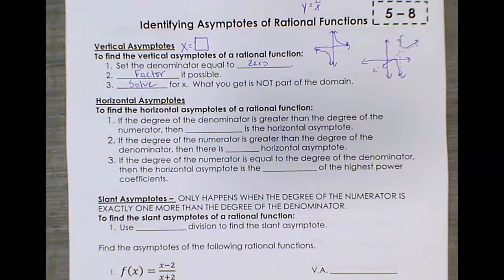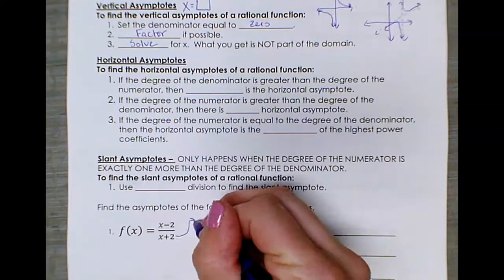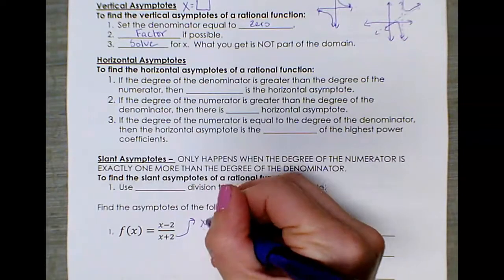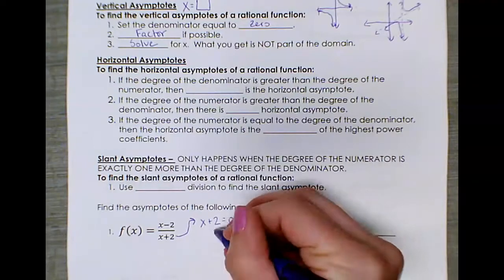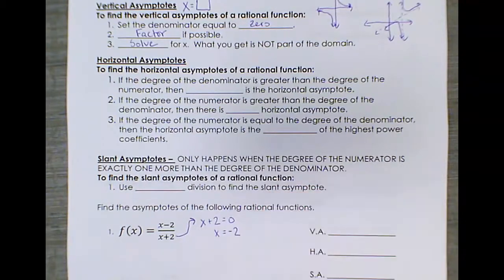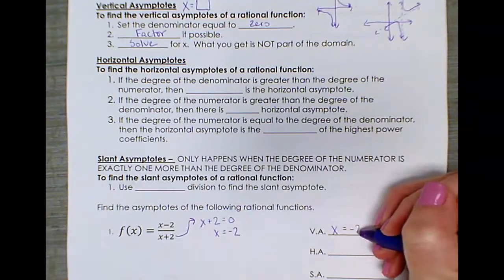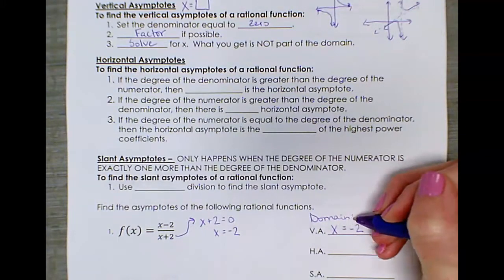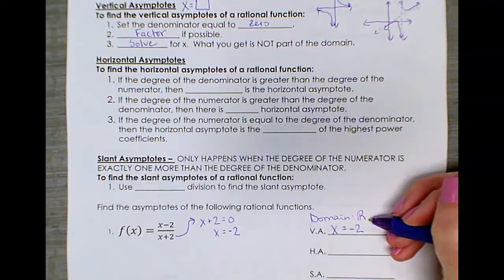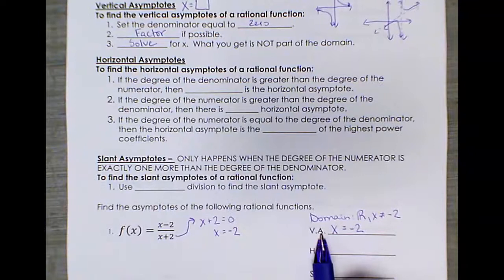So I'm going to go down to number 1, and I'm going to look for the denominator, which is x plus 2. It does not need to be factored. I'm going to set it equal to 0. I'm going to solve by subtracting 2 from both sides, and x equals negative 2 is the value where we have our vertical asymptote. Now, if I were writing my domain, I would say that the domain of the hyperbola is all real numbers except x is not equal to negative 2 because there's a vertical asymptote here. So these two kind of need to match up.